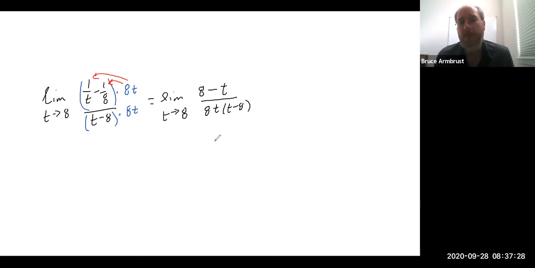All right, so now maybe you see what we can do. Again, we're trying to get factors that we can cancel. If you look at the bottom, I've got 8t and t minus 8. On the top, I've got 8 minus t. Those look almost the same. The only difference is their signs, the plus or minus signs. So what I'm going to do is factor out a negative from the top, and get negative t minus 8.